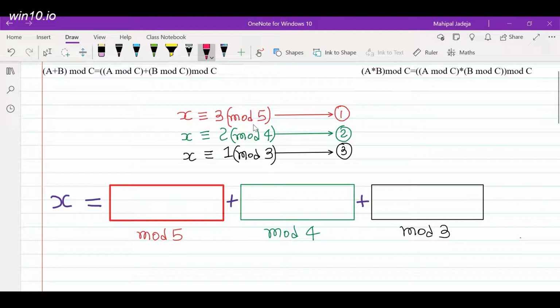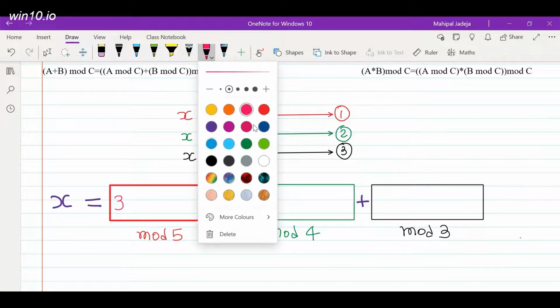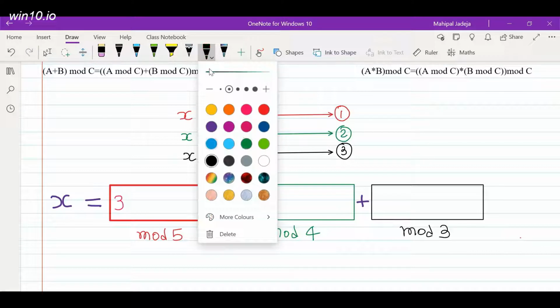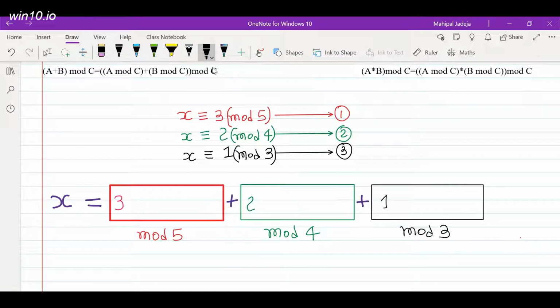So let's start. With respect to the very first equation, we know that our answer is 3 with respect to mod 5. So straight away I can write it like this, because 3 mod 5 is actually 3. So with respect to that rectangle, x is satisfying equation 1. Similarly, I can proceed and straight away write down 2 within this green rectangle, because 2 mod 4 is 2, and I can also write 1 in this black rectangle, because 1 mod 3 is actually 1. So with respect to individual rectangles, the values are satisfying these three equations.